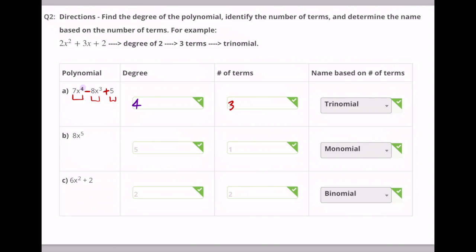Okay, on the next one, our degree is 5 because that's the highest exponent we have. And there are no pluses or minuses here, so there's only one term. And when there's one term, that is called a monomial. Last one, we want to look at our highest exponent, that's our degree. So that's going to be 2. There's a plus sign here, so I have 2 different terms here. And when we have 2 terms, that's a binomial.